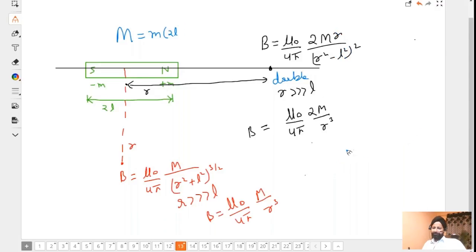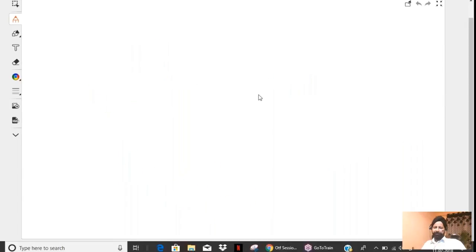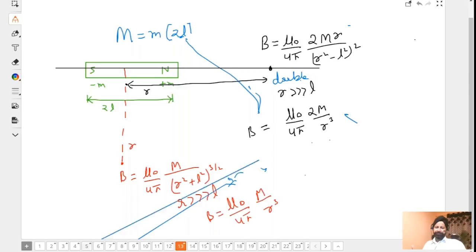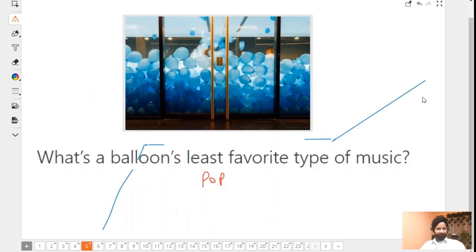Similarly, you can actually do the other part also, right? You can do the red part also. Similarly, you can say, I'm going to ignore L.